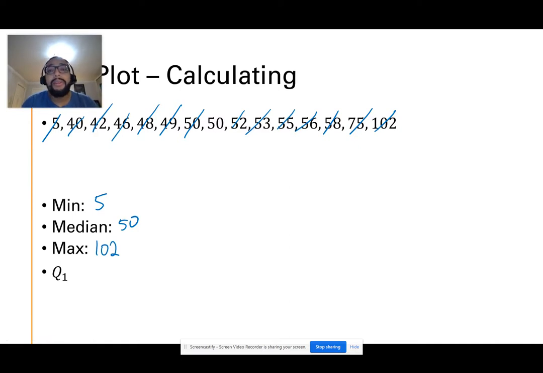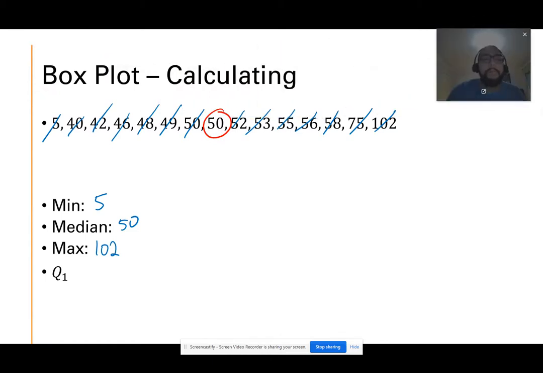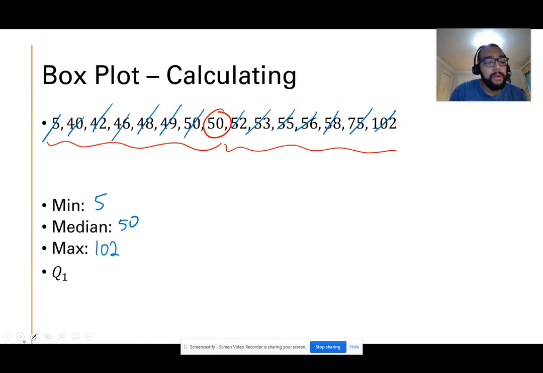Now to find quartile 1 and quartile 3, I'm going to take this whole data set and split it up into 2 separate pieces. One piece, and I'm going to move this over here, is going to be to the left of the median, and the other piece is going to be to the right of the median. So that piece to the left of the median is going to help me find my quartile 1. So I just took that data set right there.